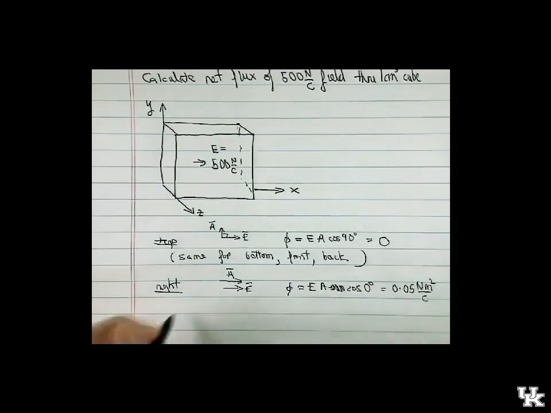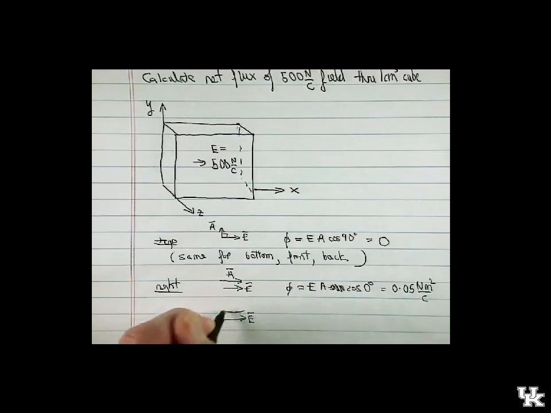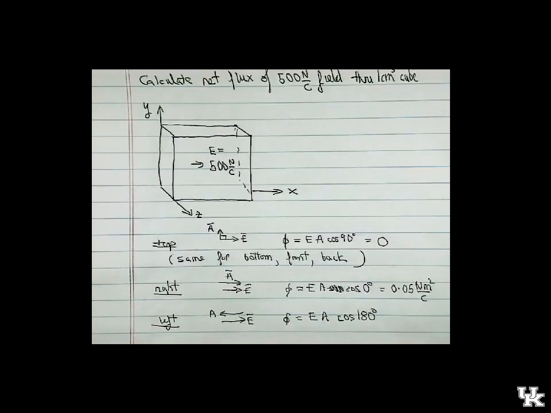We've only got one left to do. We've got to do the left surface now. For the left surface, the electric field is, again, towards the right. The area vector is towards the left, perpendicular to the surface and pointing out of the box. So it's in the opposite direction. Then the flux is going to be E A cosine 180 degrees, and the cosine of 180 degrees is not plus 1, it's minus 1.